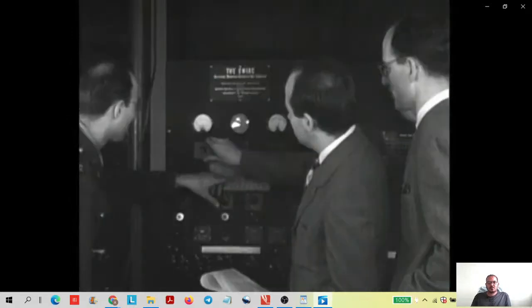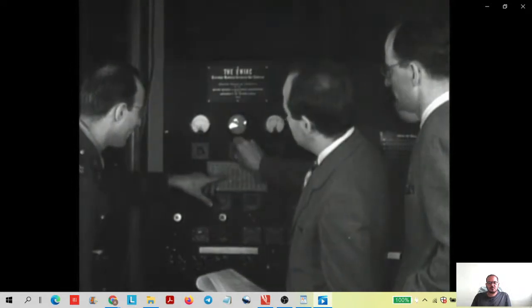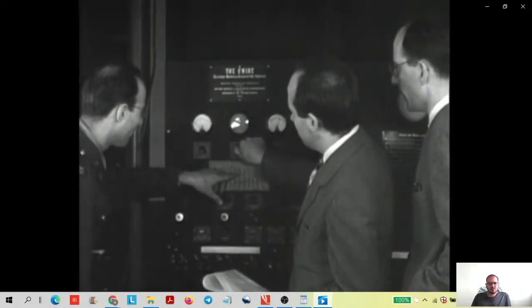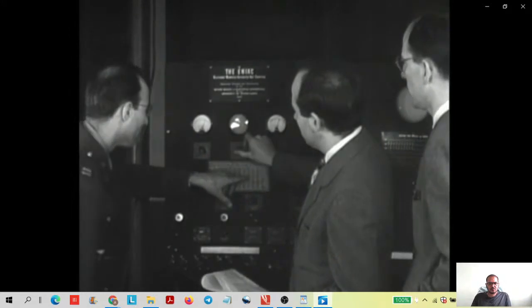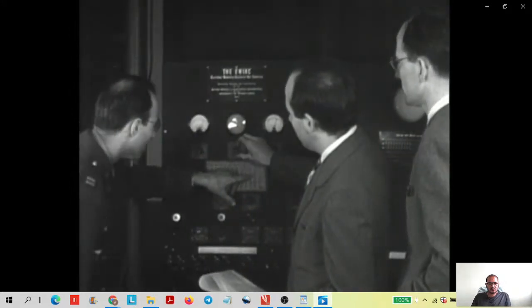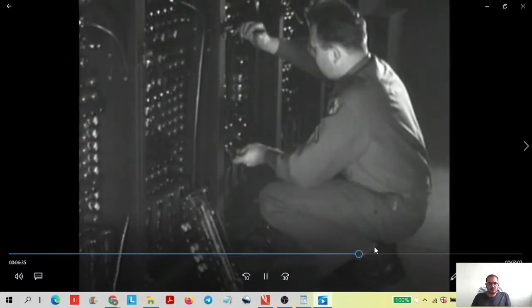EDVAC was delivered to the U.S. Army's Ballistics Research Laboratory in 1949 and made fully operational by 1951. In 1946, the University of Pennsylvania adopted a new patent policy, which would have required Eckert and Mauchly to assign all their patents to the university if they stayed beyond March.